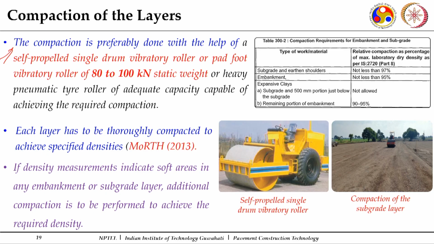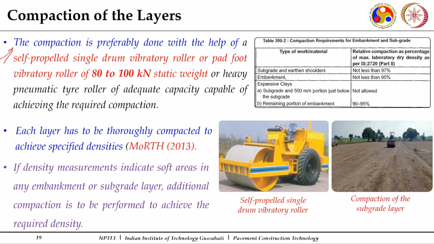This compaction can be done, as I said, with vibratory rollers or static rollers, depending upon the compacted thickness. Vibratory rollers can give you a compacted thickness of 25 centimeter, and static rollers are good enough for a compacted thickness of 20 centimeter. So, the compaction is preferably done with the help of a self-propelled single drum vibratory roller, or a pad foot vibratory roller having 80 to 100 kN static weight.